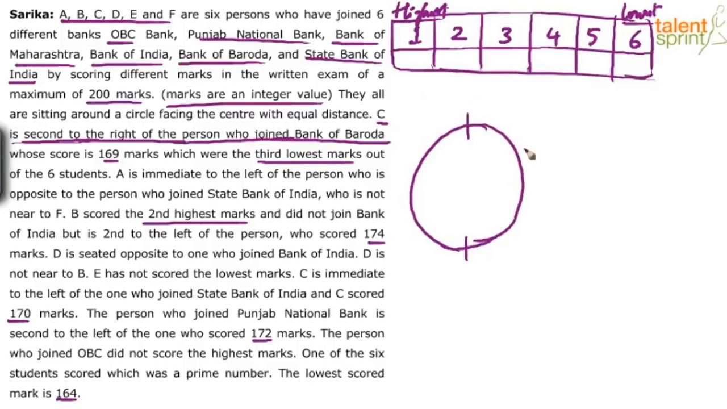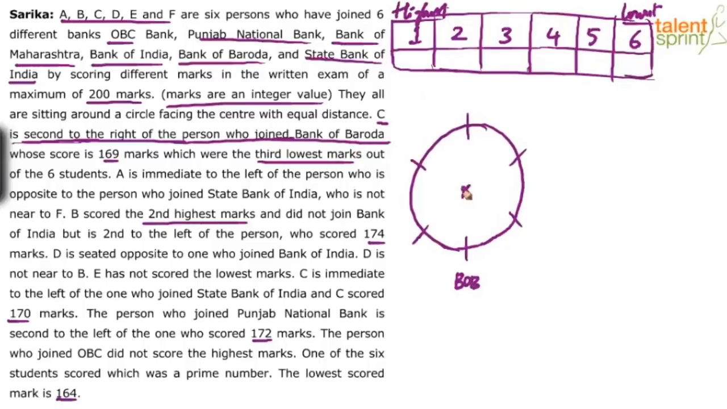So 6 persons have to be arranged. These are the 6 positions, let's say, right? Now, look at the first point. It says C is second to the right of the person who joined Bank of Baroda. So let's assume this person joined Bank of Baroda. Remember, all of them are facing center.